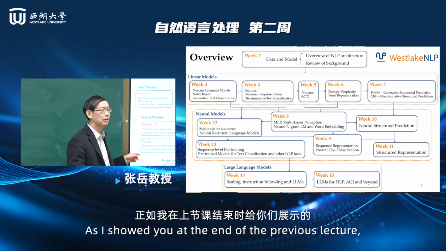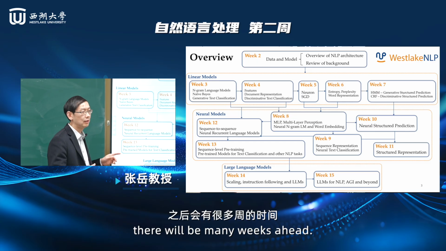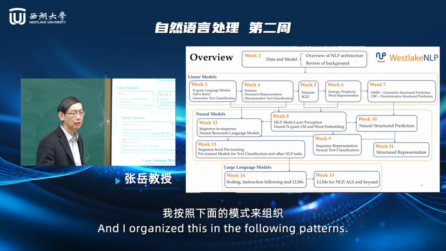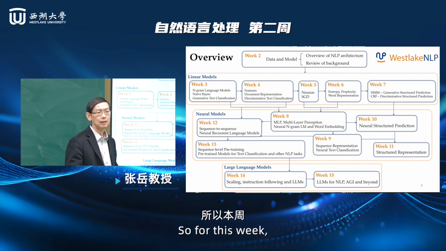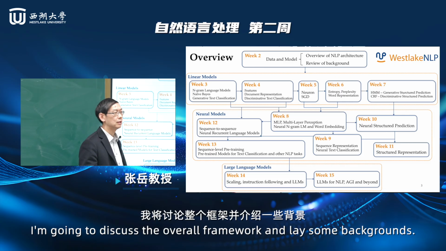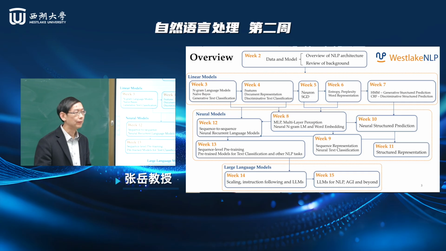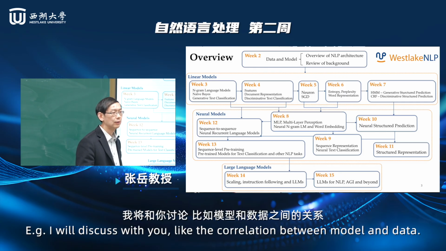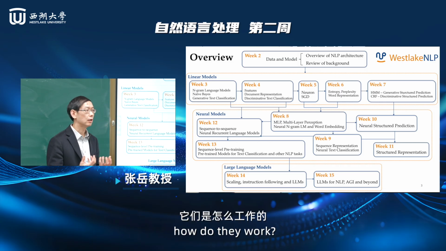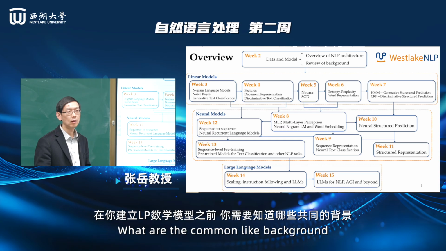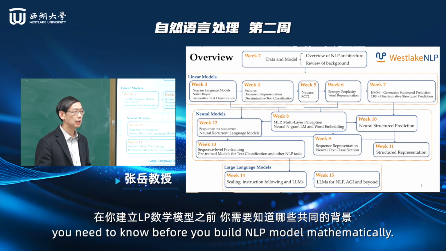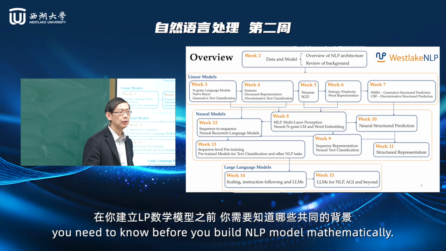As I showed you at the end of the previous lecture, there will be many weeks ahead, and I organized this in the following patterns. For this week, I'm going to discuss the overall framework and lay some backgrounds. For example, I will discuss the correlation between model and data. Okay, how do they work? What are the common backgrounds you need to know before you build an NLP model mathematically?